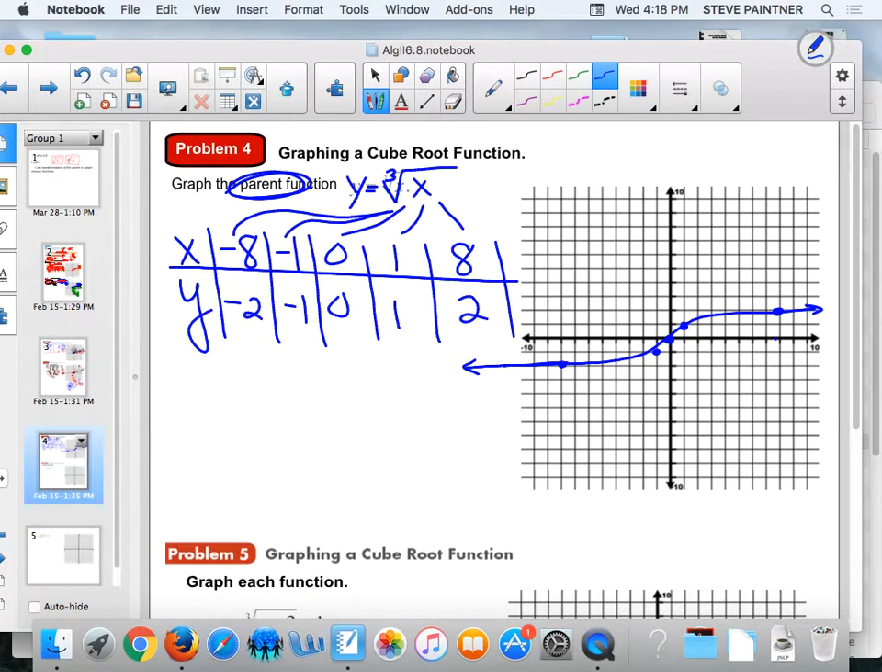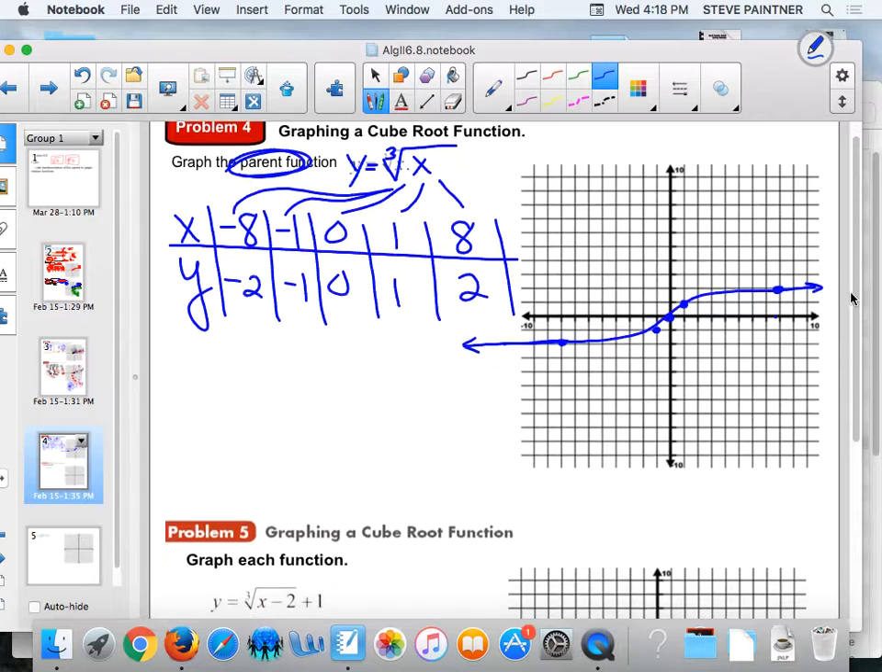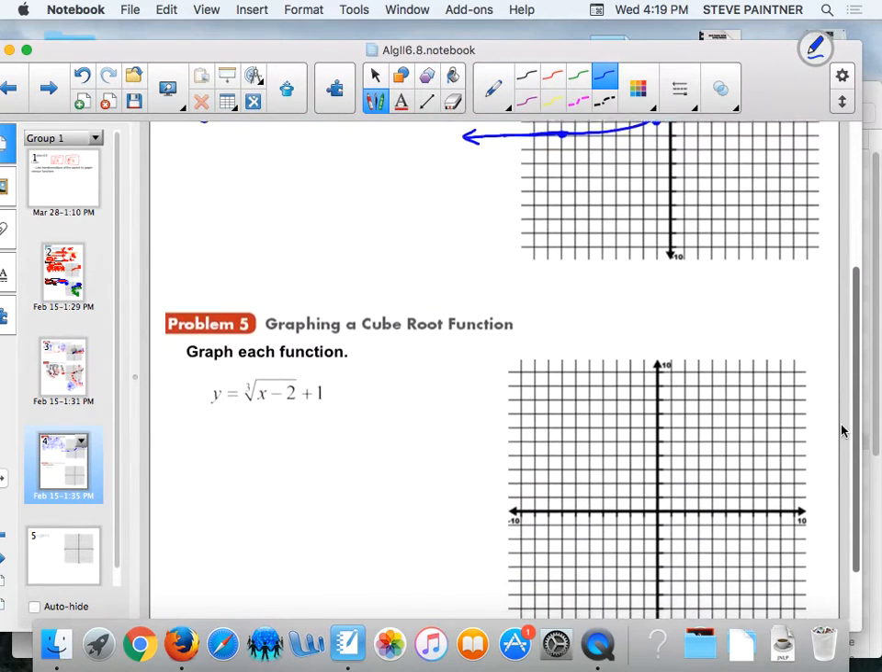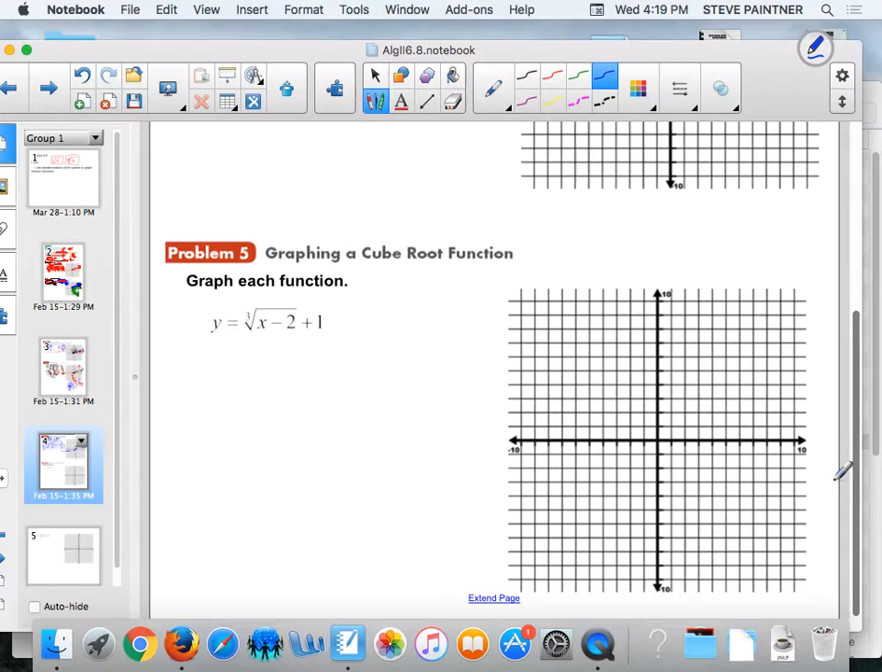Now your job is to take it and shift it up, down, right, left, stretch it, do all that fun stuff. All right, let's look at this one. It's a cube root function. You might as well get your parent on paper. 0, 0; 1, 1; -1, -1; 8, 2. There it goes, and then -8, -2. There, that's the parent.